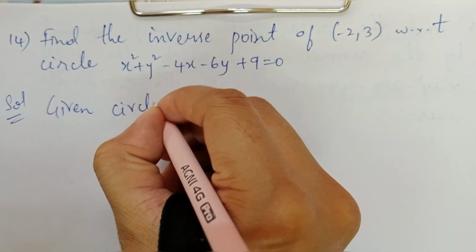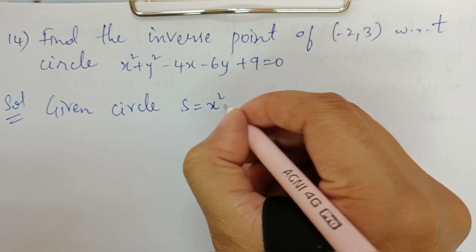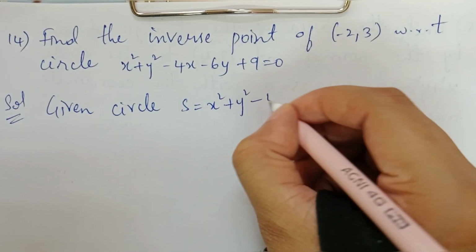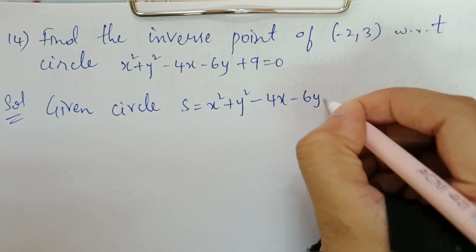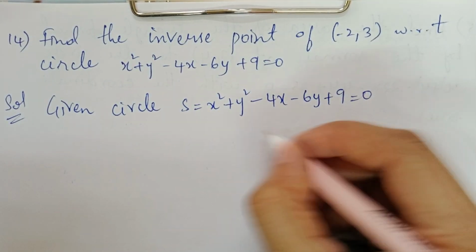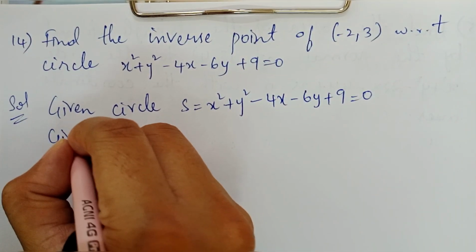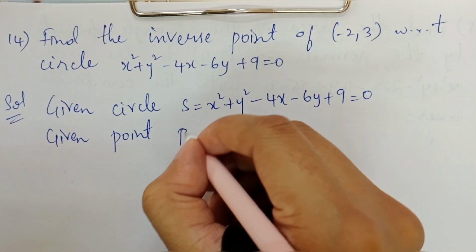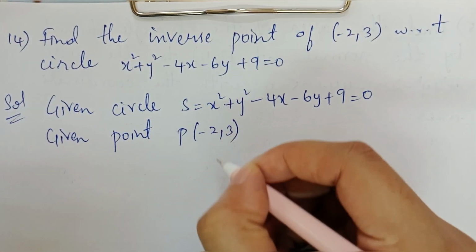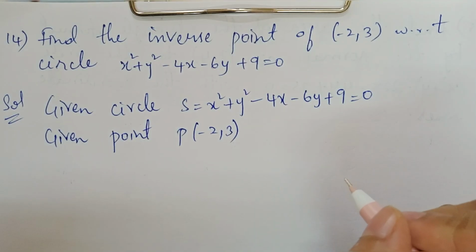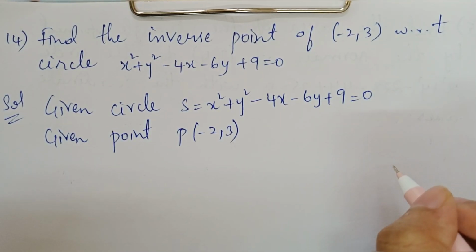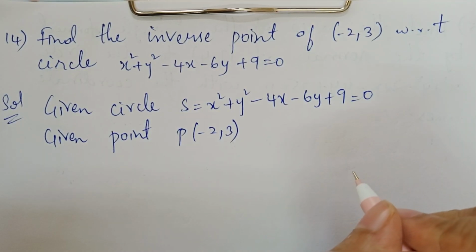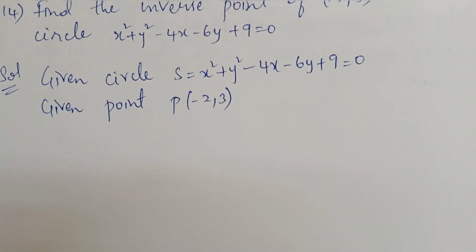circle S = x² + y² - 4x - 6y + 9 = 0, and given point P is (-2, 3). So we don't have a line here which is passing through the circle, so we have to find the line. So in order to find the line, we have to find the polar.